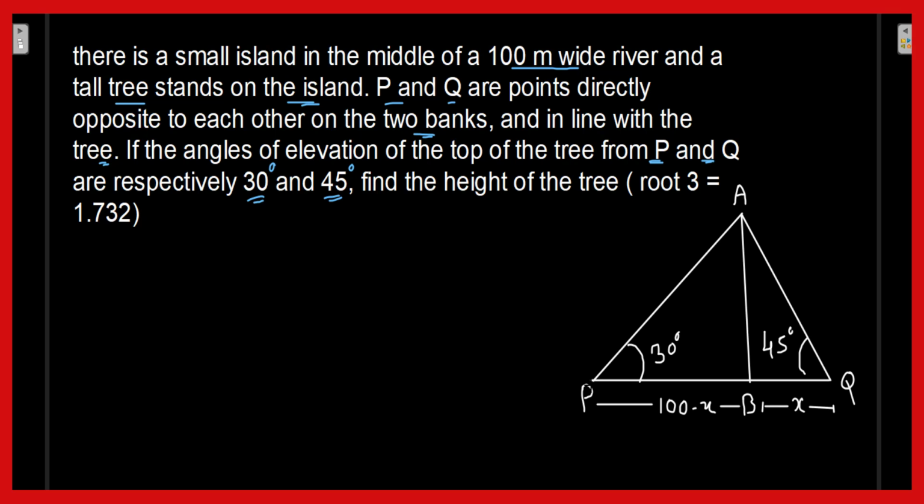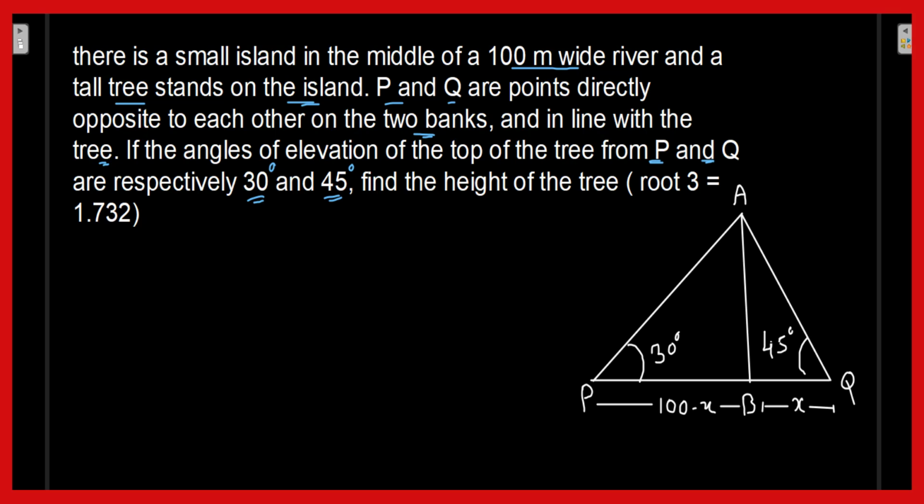It is also given that the points P, B and Q are in the same line, that is, these two points and the foot of the tree are in the same line. The angle of elevation of the top of the tree, that is point A, from point P is 30 degree, and the angle of elevation from point Q of the top of the tree is 45 degree.